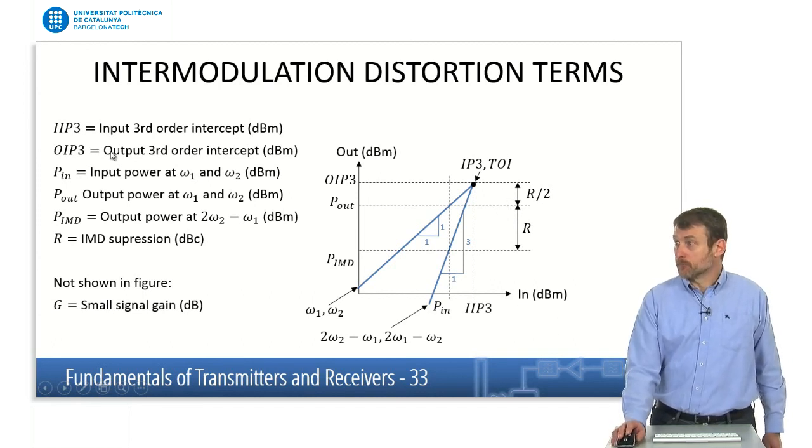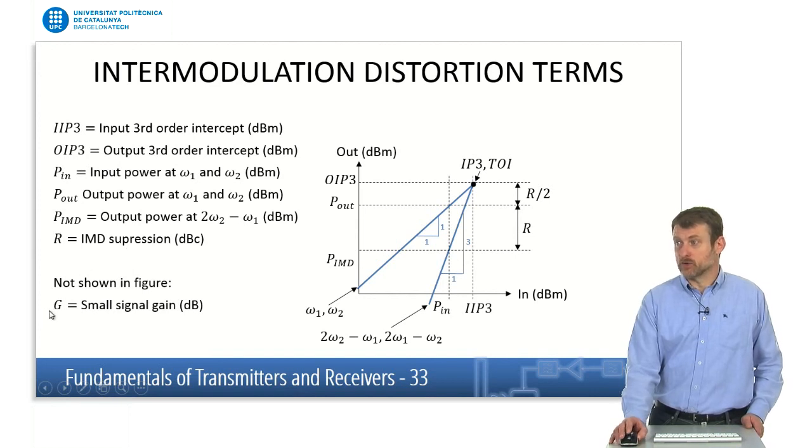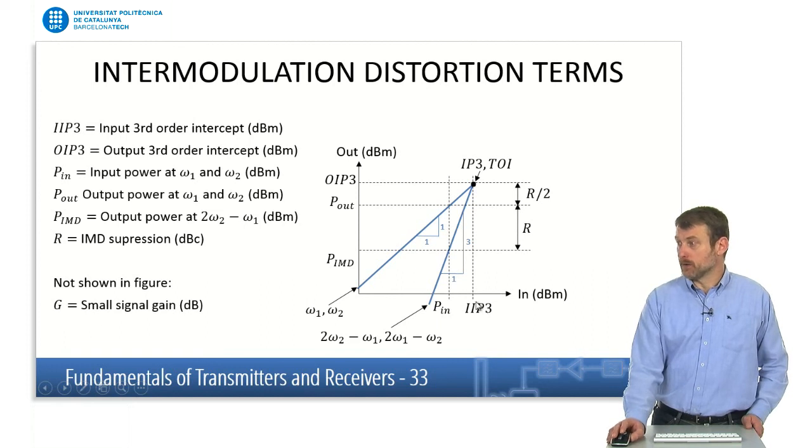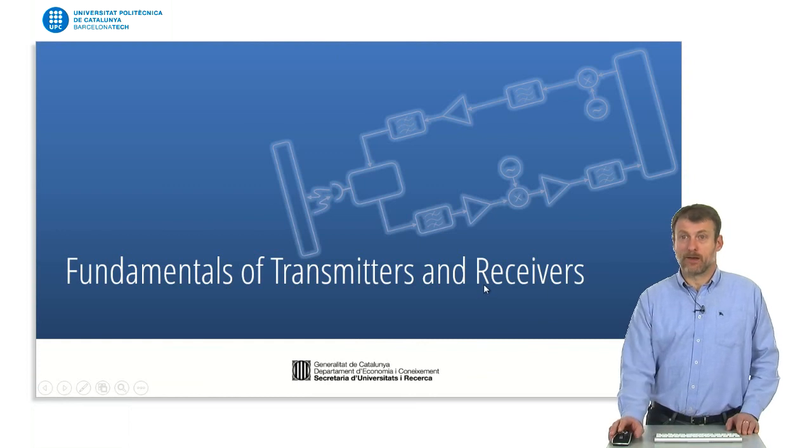So in this graph, I'm plotting all these defining parameters, and not shown in this figure is the small signal gain. The small signal gain in dB would be the one required to go from the IP3 referred to the input to the IP3 referred to the output. This would be, the OIP3 would be equal to the IIP3 plus the gain in dB. And this concludes this section of the lecture.